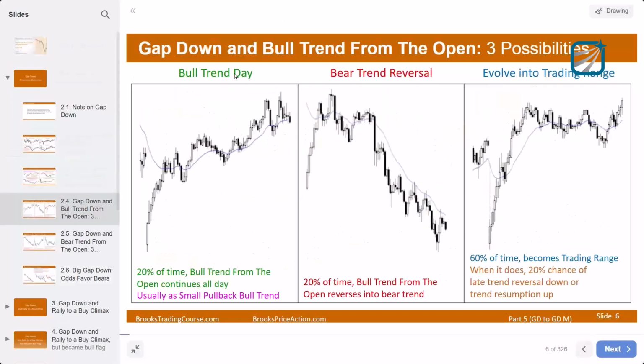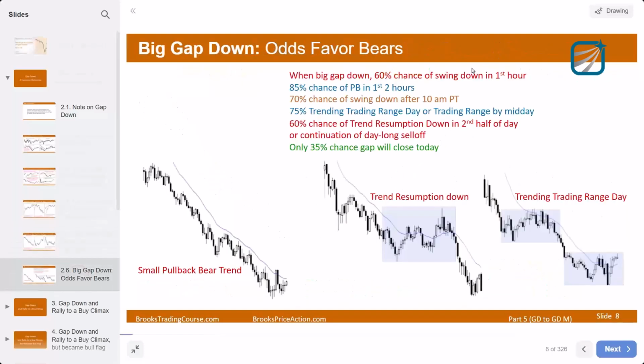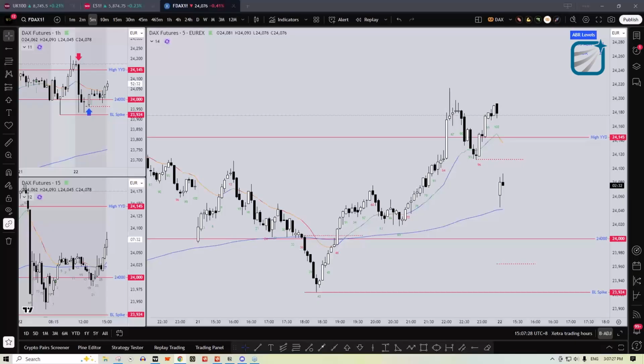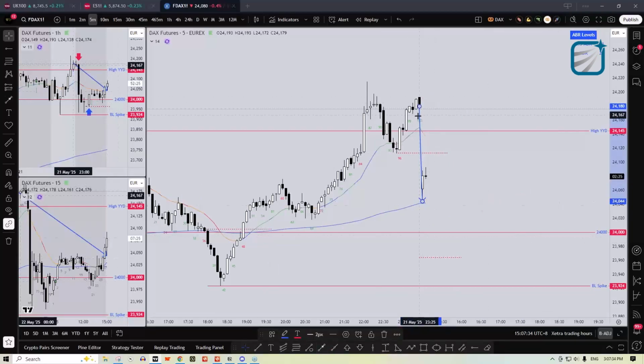There's, of course, bull trends from the open, bear trends from the open. But we're usually betting on, if it's a gap down, a swing down in the first hour or two. And it makes sense from a breakout perspective because this is a gap down, that's a bear bar. So the bulls have to work really hard to convince traders not to sell pullbacks.